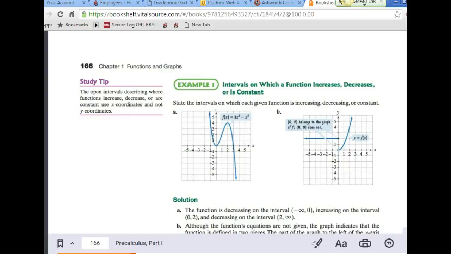Hello, we are looking at your pre-calculus. This is lesson 1.3, found on page 166. It's example 1. This is talking about intervals on which functions increase, decrease, or are constant.